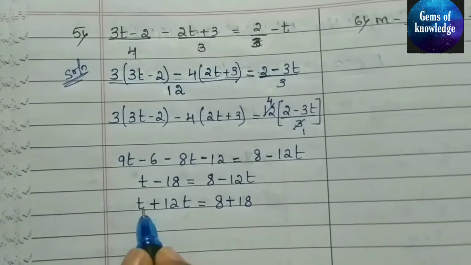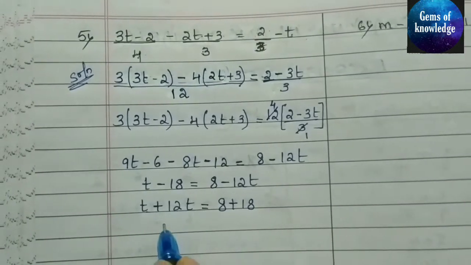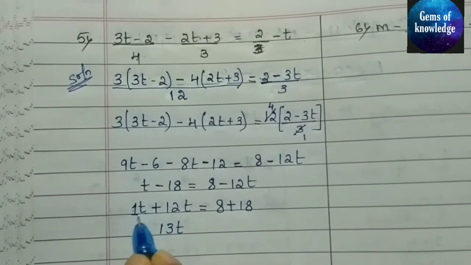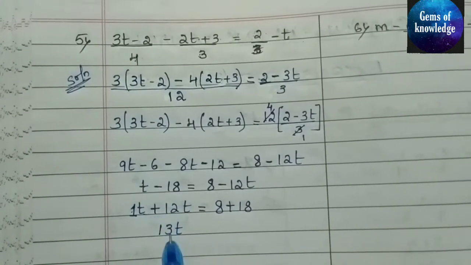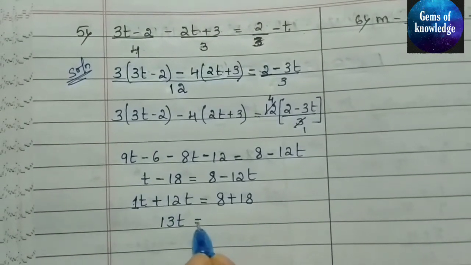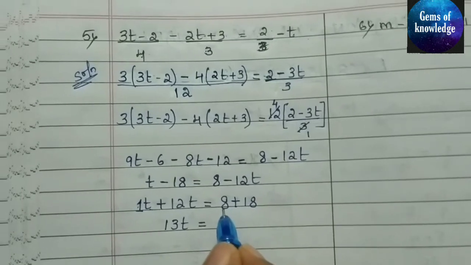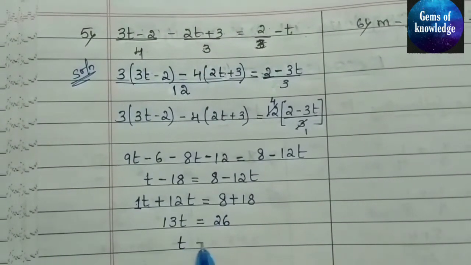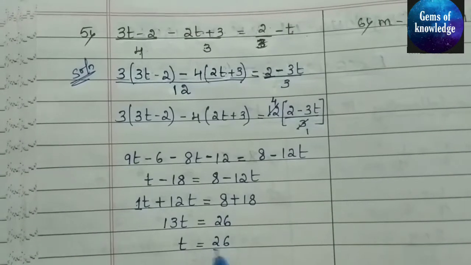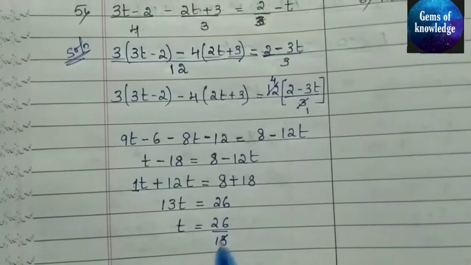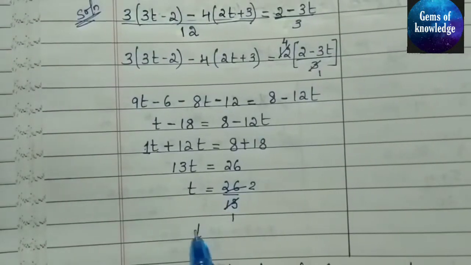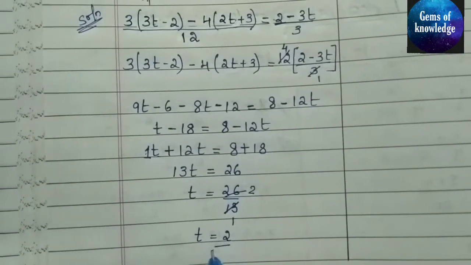Okay, so t plus 12t, it will become 13t, as here this is nothing but 1t. 1t plus 12t is nothing but 13t, which is equal to 18 plus 8 is nothing but 26. So therefore we can write t is equal to 26 by 13. So 13 ones are 13, 13 twos are 26. So we are getting t is equal to 2.